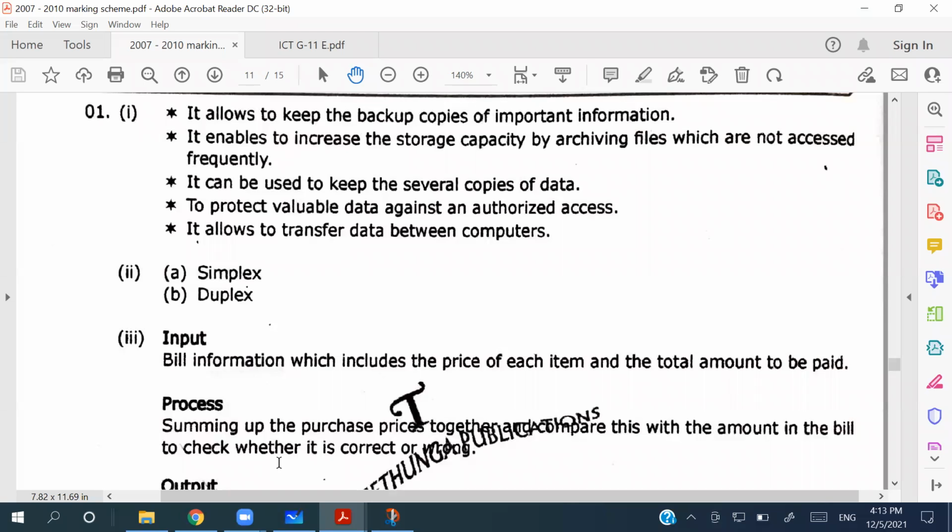So any particular two points regarding this type. If you got any alternative answers, just let me know, people. So I will tell you whether it can be given the marks or not. So for valid two reasons, you will be getting two marks.